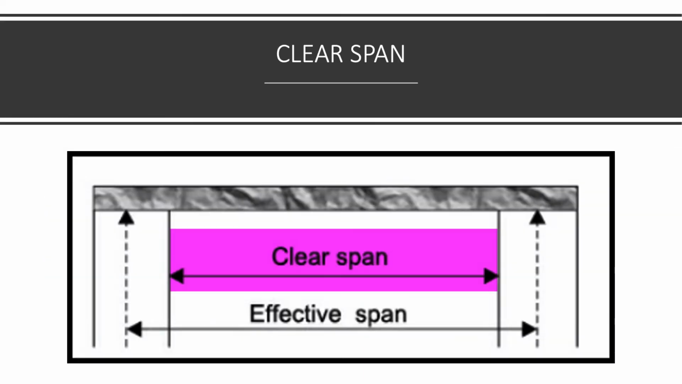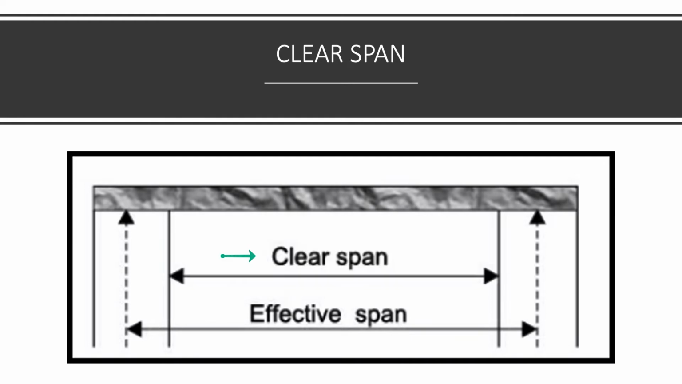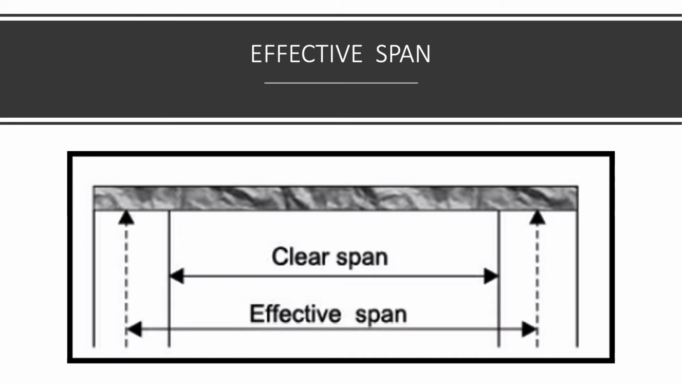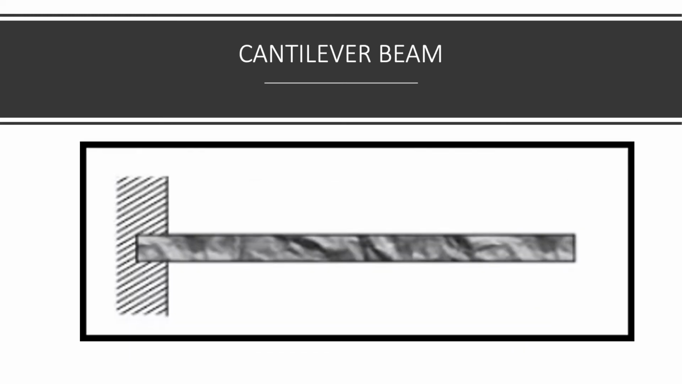Clear span. The horizontal distance between the supporting walls is called the clear span of the beam. Effective span. The horizontal distance between the lines of action of the end reactions is called its effective span. Cantilever beam. A beam which is fixed at one end and the other end being free is called a cantilever.